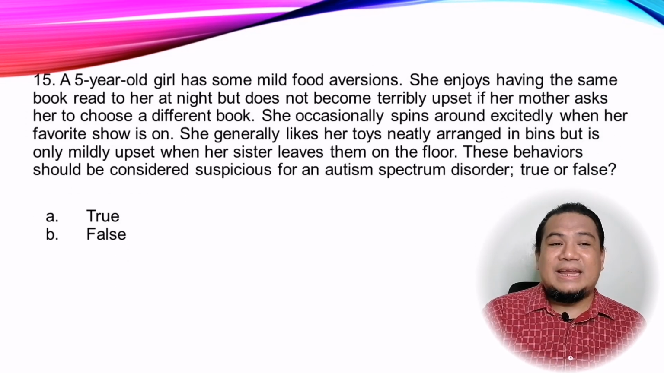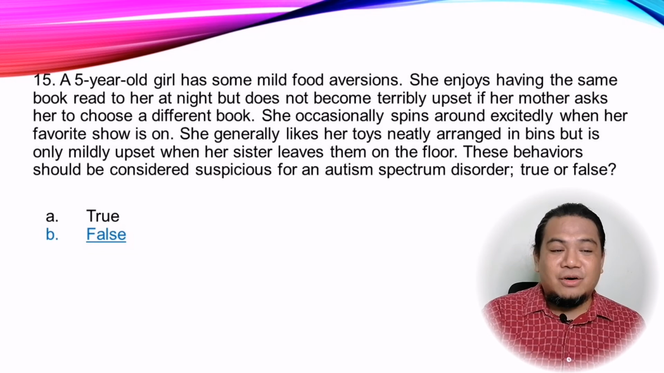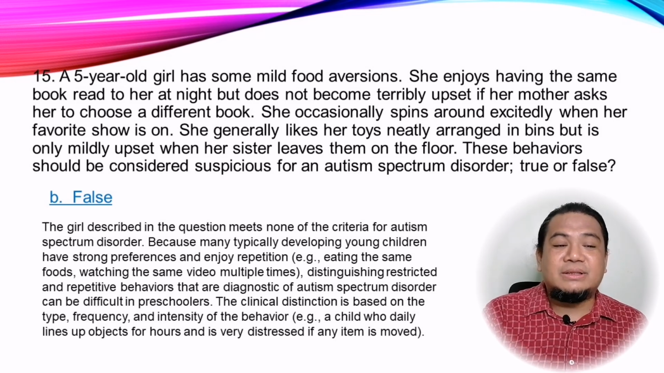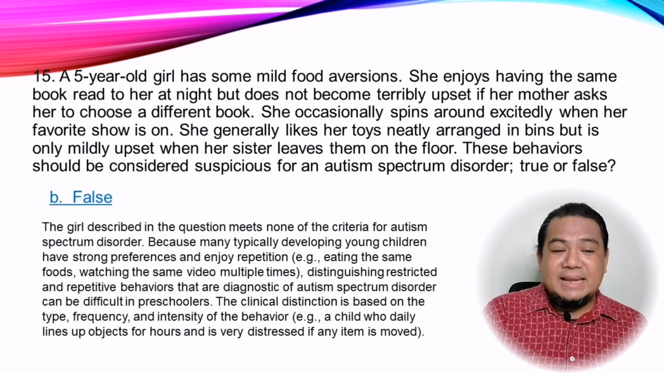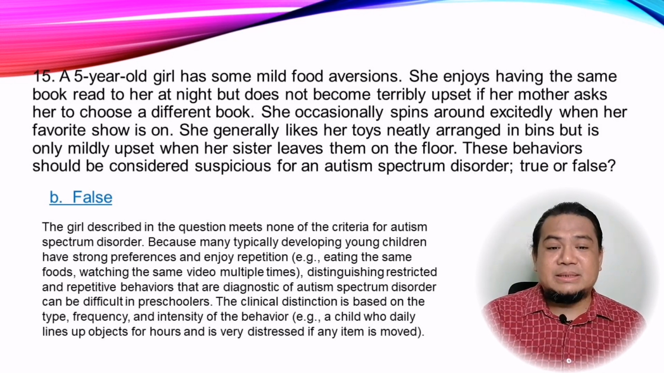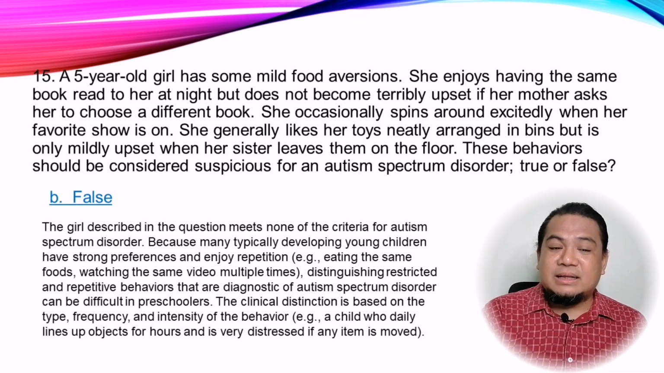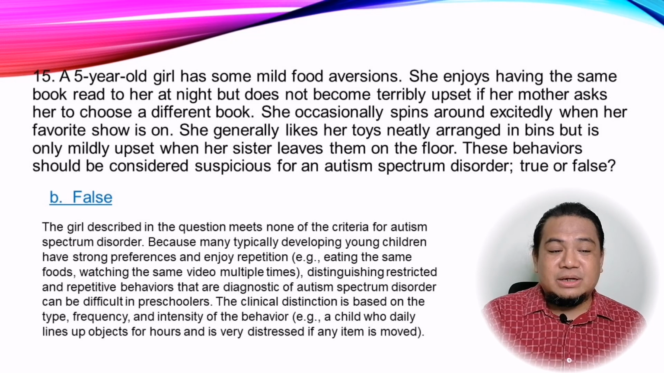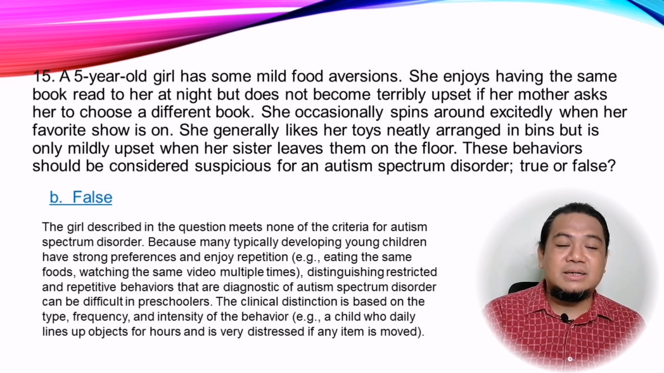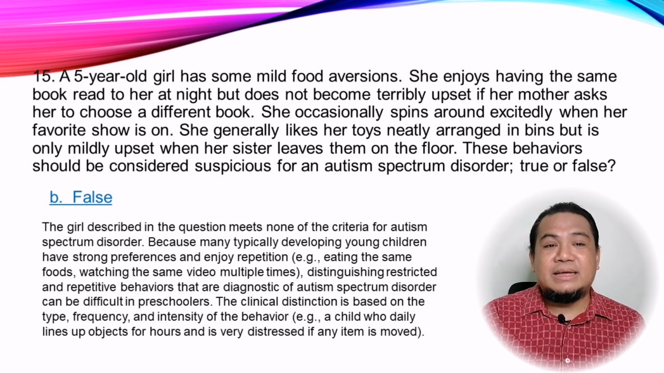And the last number, the answer is letter B, false. The girl described in the question meets none of the criteria for autism spectrum disorder because many typically developing young children have strong preferences and enjoy repetition, like eating the same foods or watching the same video multiple times. Distinguishing restricted and repetitive behavior that is diagnostic of autism spectrum disorder can be difficult in preschoolers. The clinical distinction is based on the type, frequency, and intensity of the behavior, like a child who daily lines up objects for hours and is very distressed if any of them is moved.